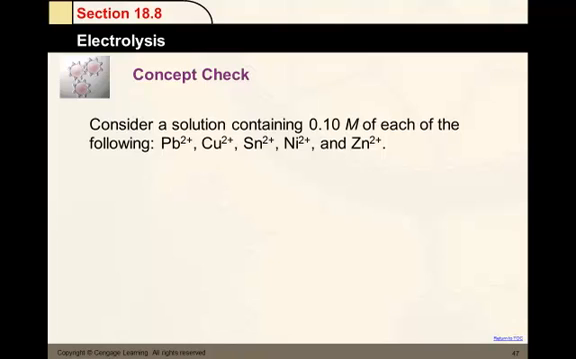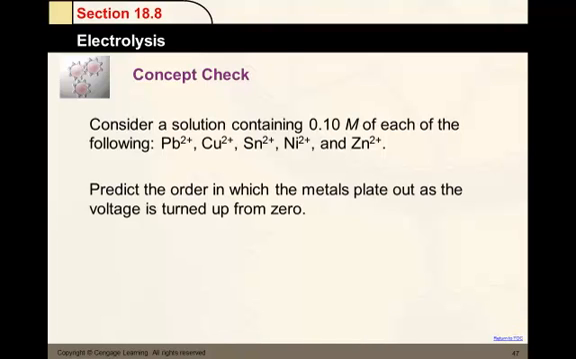Let's look at this piece of information. Consider a solution containing 0.1 molar of each of the following: lead ions, copper ions, tin, nickel, and zinc. And the question says, predict the order in which the metals plate out as the voltage is turned up from 0. So we want to see which metal is going to come out of solution first. What we should do is look up the standard reduction potential information.